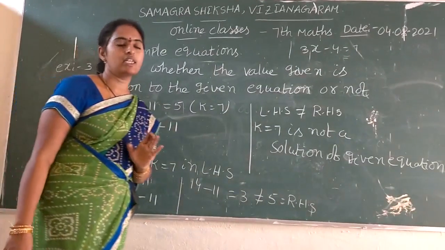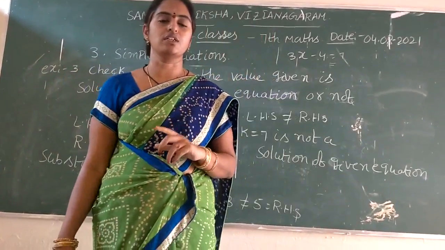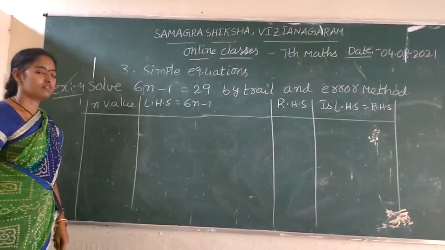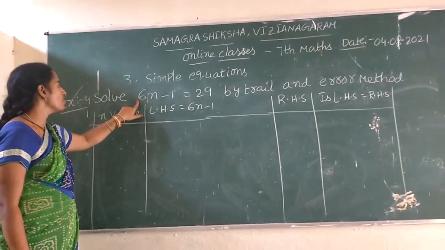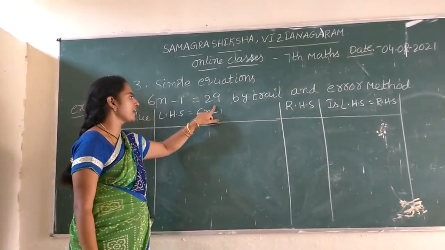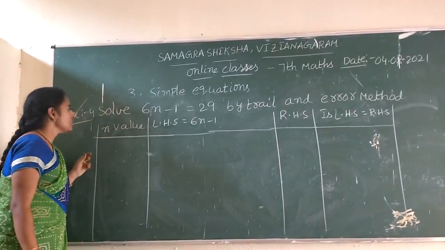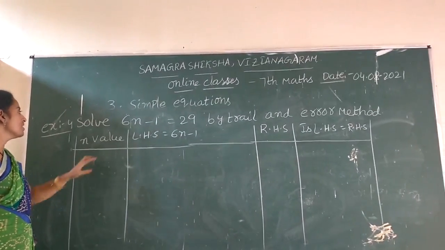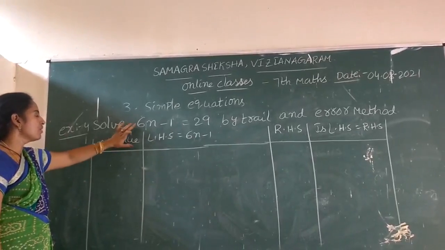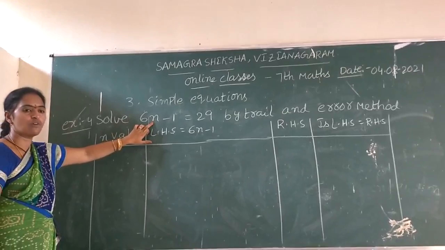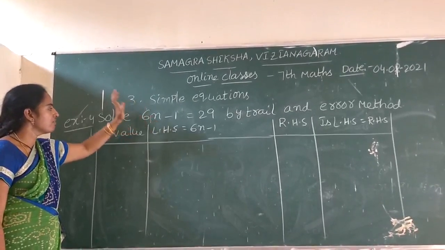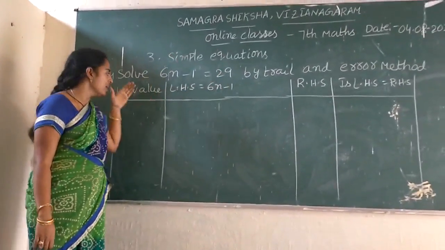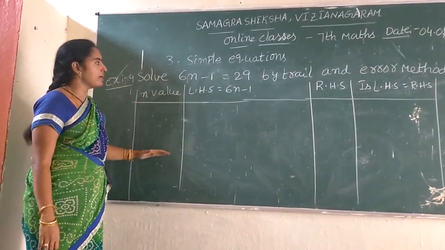So next we have to find the solution of an equation by the trial and error method. Now consider an example. We have to find the solution of the equation 6n minus 1 equal to 29 by the trial and error method. This is a method for finding the solution of an equation. We have to take values of n until LHS is equal to RHS, taking so many values until it becomes true.